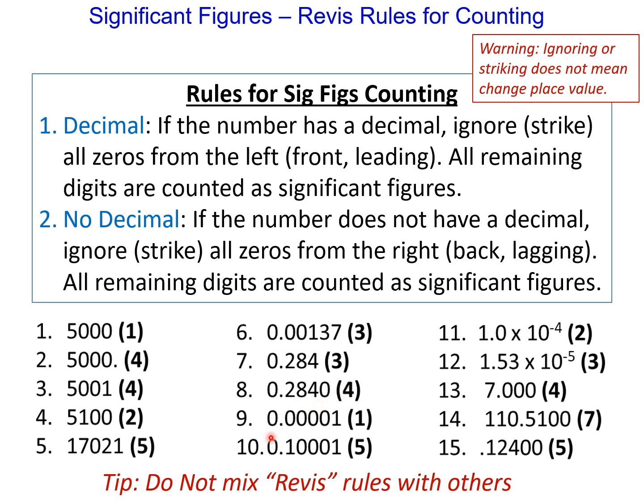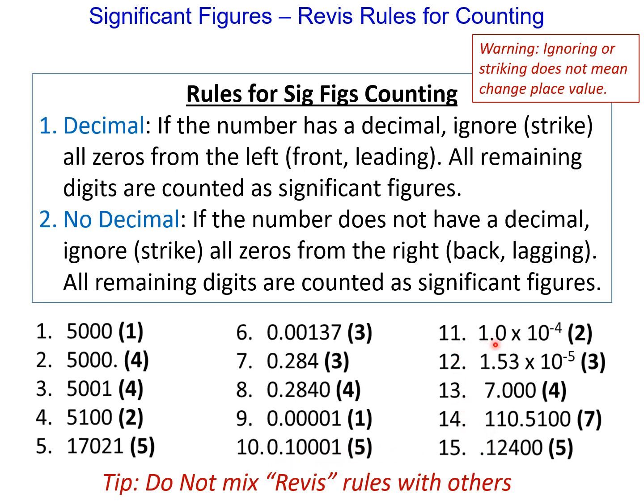In number 9, we have a lot of zeros here, but they're insignificant because there's a decimal, and since there's a decimal, we will strike the leading zeros. Number 10, likewise here, we strike only this 0. We have 1, 2, 3, 4, 5.